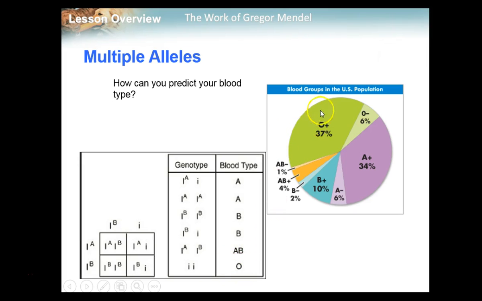But it must be fairly common for 37% of the population to have the O blood type. In this class, we're not going to go over the positive and the negative. That's called the RH factor. We might bring it up a little bit when we do our lab activity, but you're not responsible for that at all.